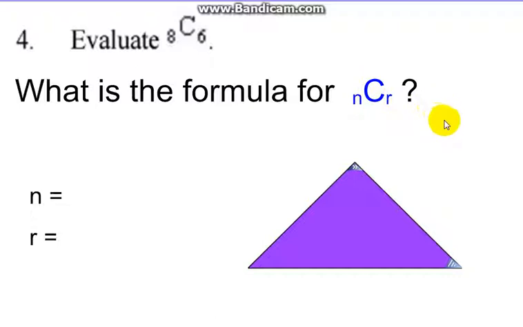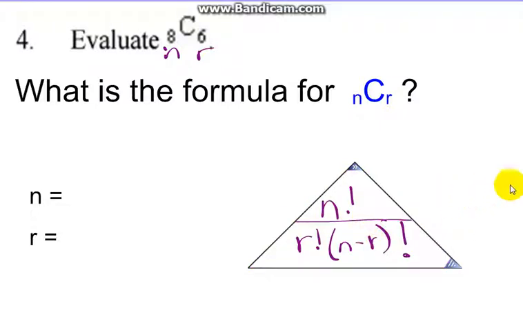Number 4 says, what is the formula for nCr? Or evaluate 8C6. So that means that our n is 8 and our r is 6. So what is that formula for nCr? And it is this one: n factorial over r factorial times the factorial of the difference of n and r.